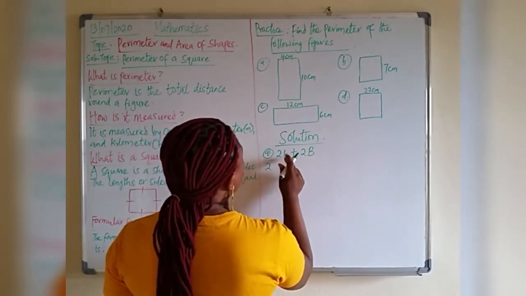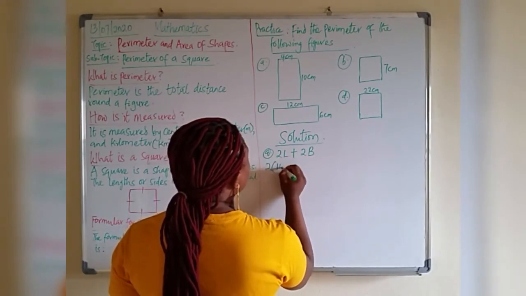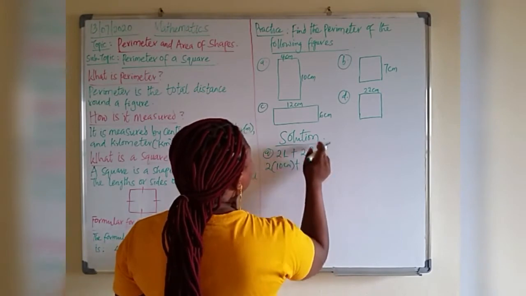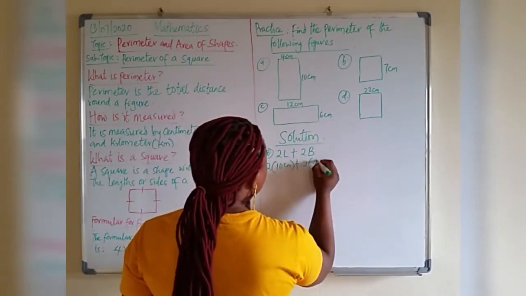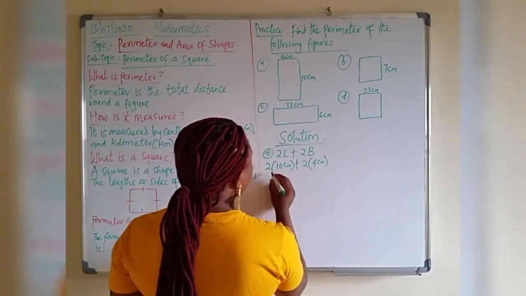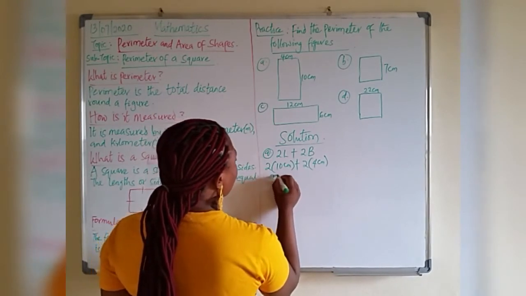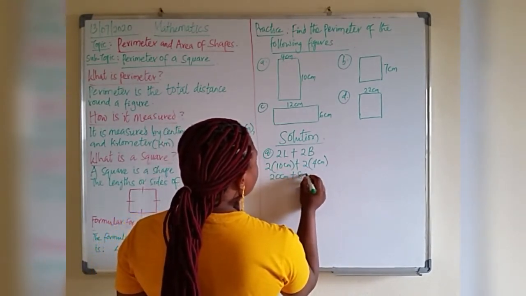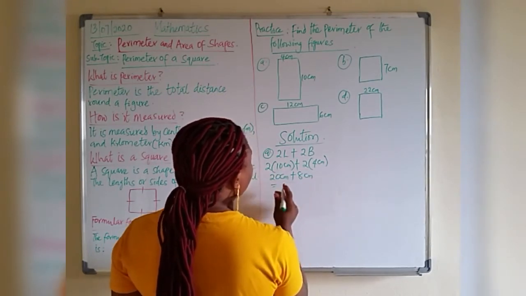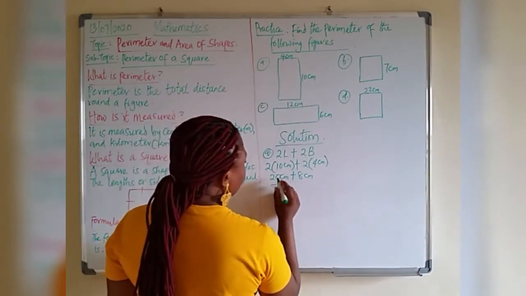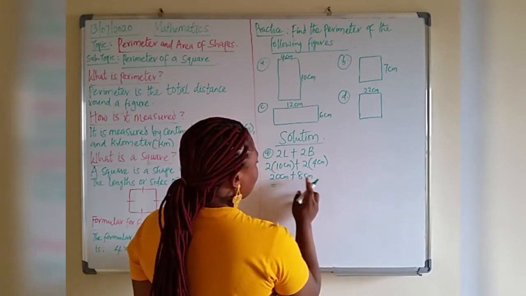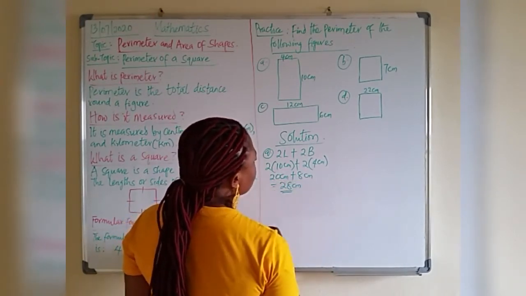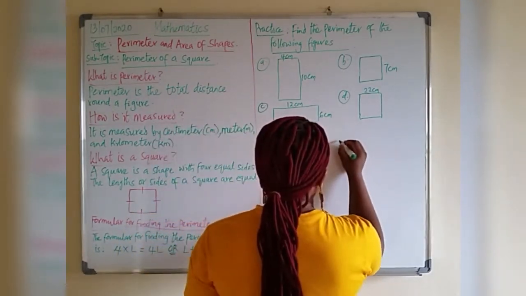Now we have 2. Our length is what? 10 centimeters plus 2 bracket. Our breadth is what? 4 centimeters. Which is 2 times 10 gives us 20 centimeters. Plus 2 times 4 is equal to 8 centimeters. Therefore, the perimeter to this particular rectangle is 20 centimeters plus 8 centimeters, which gives us 28 centimeters. Good.